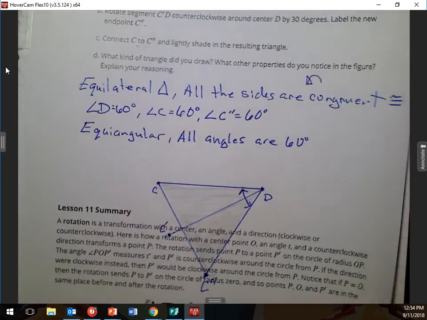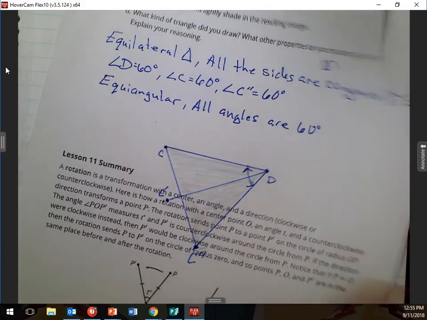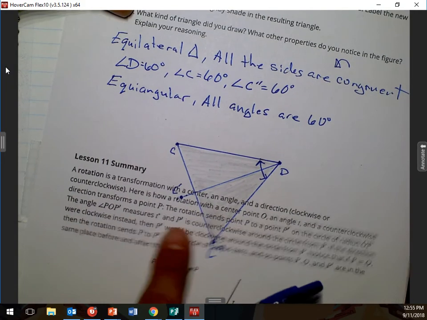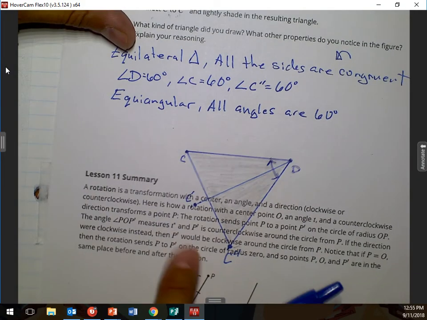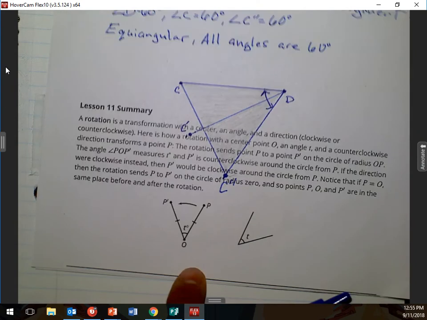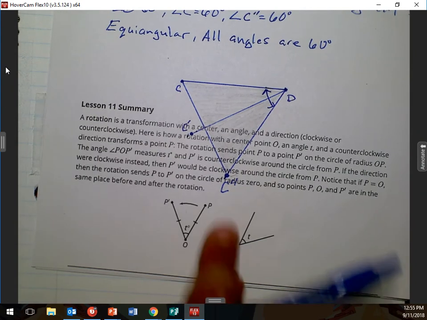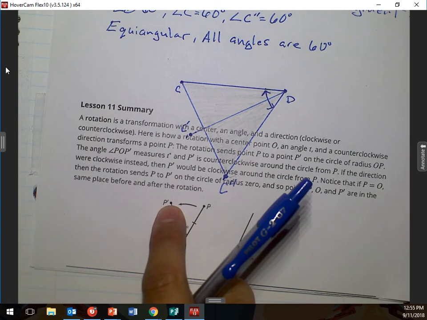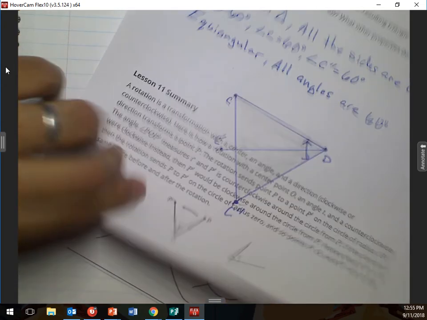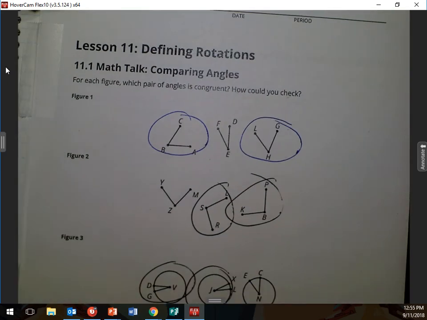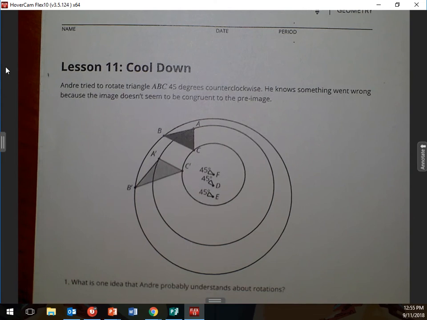Okay. Summary. Now, let's look at the summary. Summary talks about everything that we did, and if we move anything, it gets a prime. If we move from P to P prime right here, then we can measure the angles in between. The sides, the legs, are going to be congruent. Now, this is my notes on 23. Let's take a look at the cool down on 22.